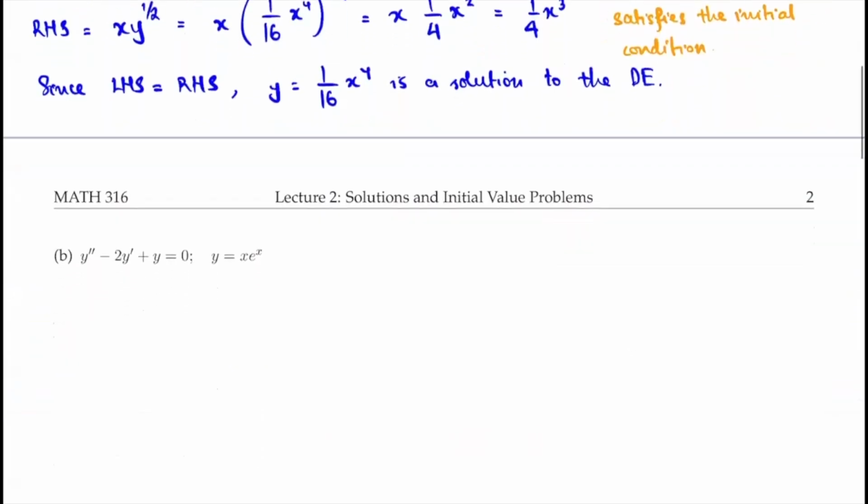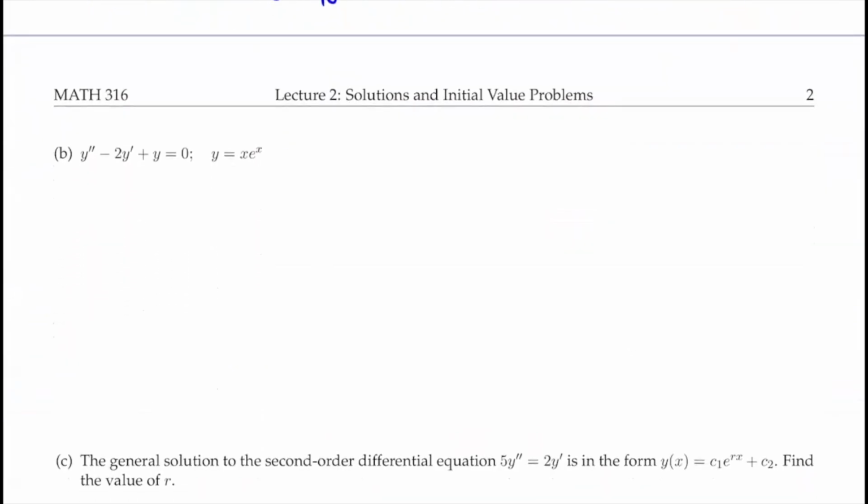Now move on to problem B. You have a second order differential equation. Again, it's second order because the highest derivative in the equation is 2. Right? We have a second derivative here. Therefore, second order differential equation. And the given function is y equal to x times e to the x.